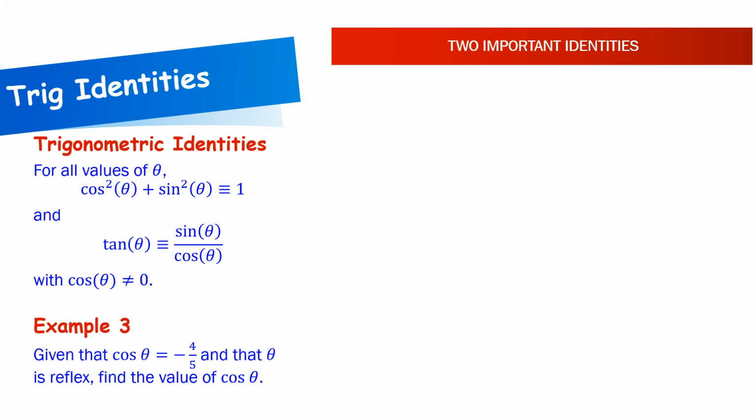Now for example 3, pause the video and have a go. Press play when you're ready to view the solution. So let's solve this. Given that cos theta is equal to minus 4 over 5 and that theta is a reflex angle, find the value of sine theta.